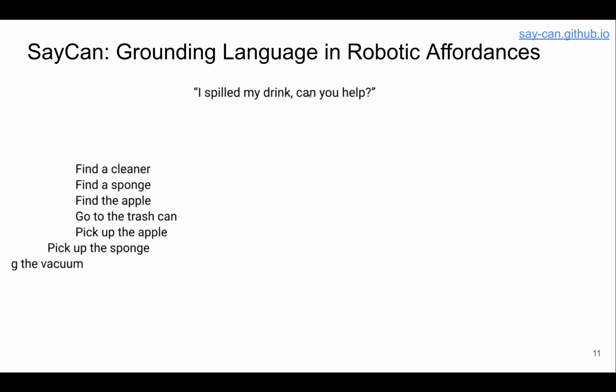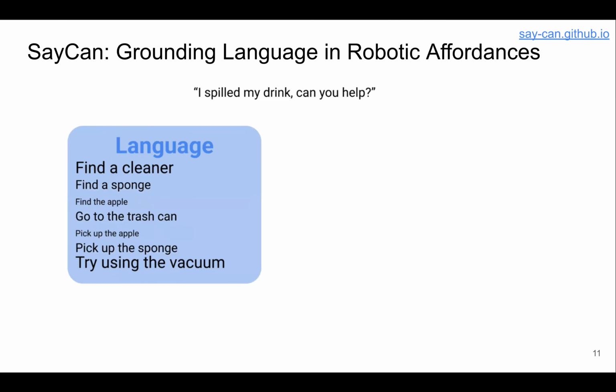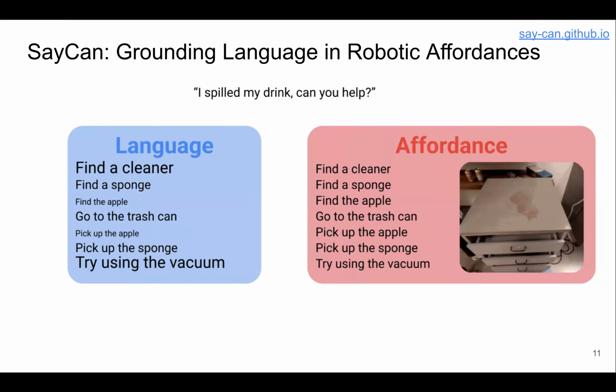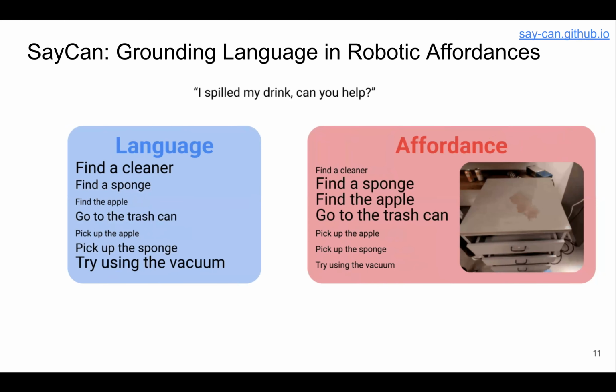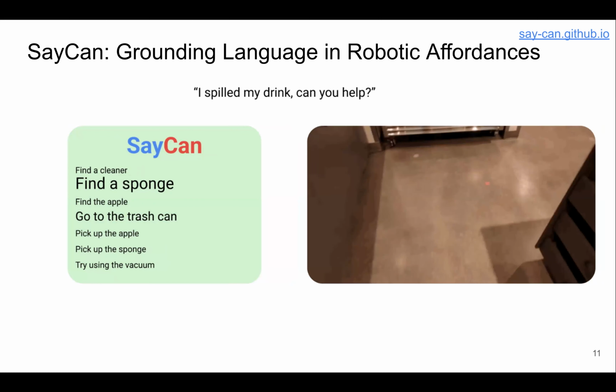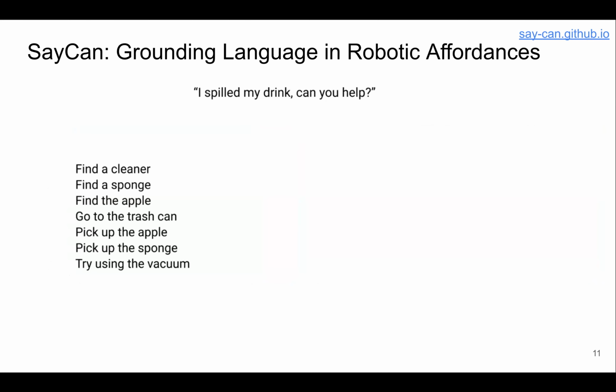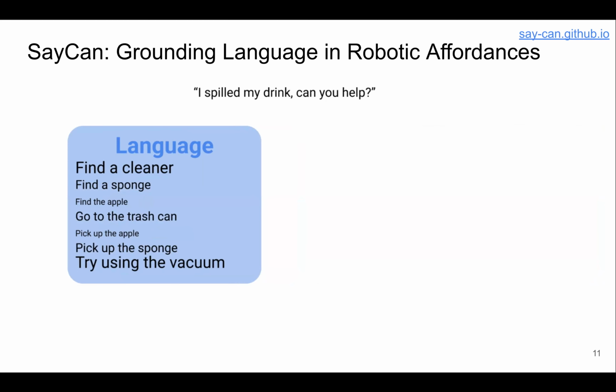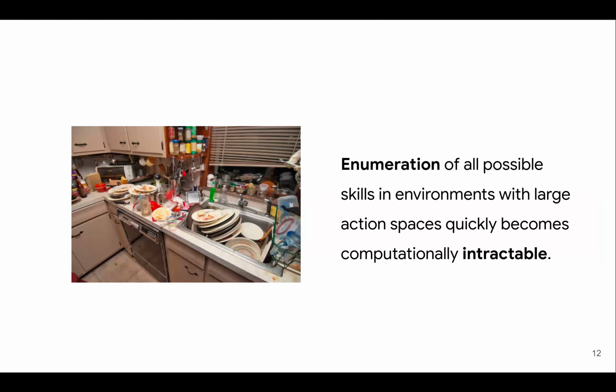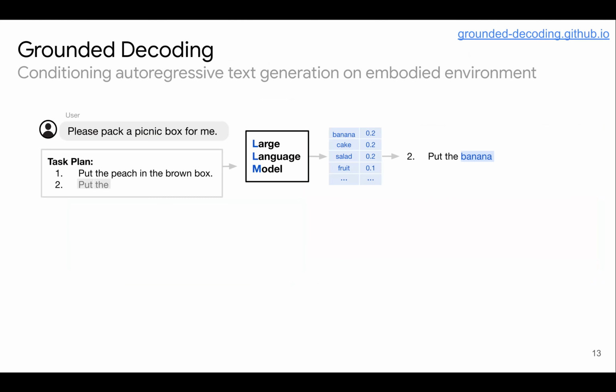So yeah, really driving this home, you have a language model that's giving you probabilities that things are useful, and an affordance model or value function that's giving you what's actually possible. We call this algorithm SayCan, and it basically executes that in the world and builds up a plan. But one issue is that we have enumerated a very specific set of skills that the robot can respond with. If you went to a scene like this, we need more general ways to provide this grounding.